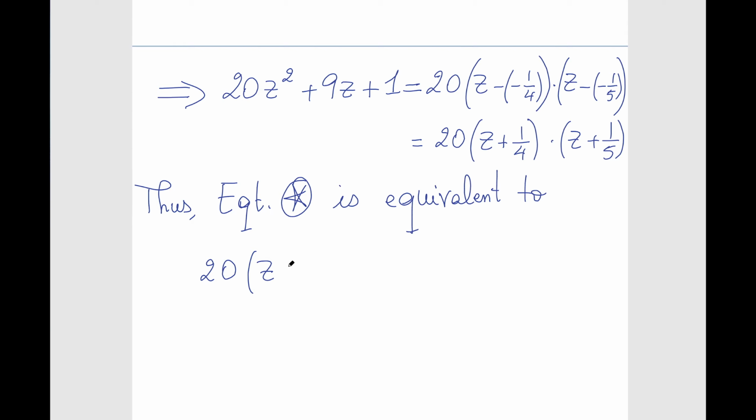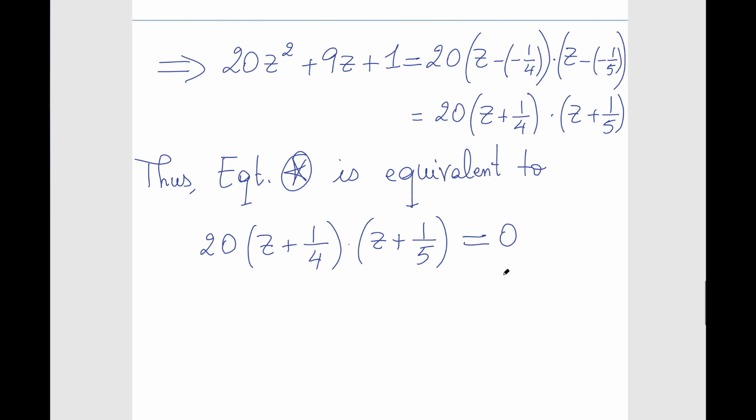Anyway, so z plus 1 over 4 times z plus 1 over 5 equals 0. This is star, right? The left-hand side of star is this guy, but this guy can factor as such, right there, equals 0. All right, let's solve this.